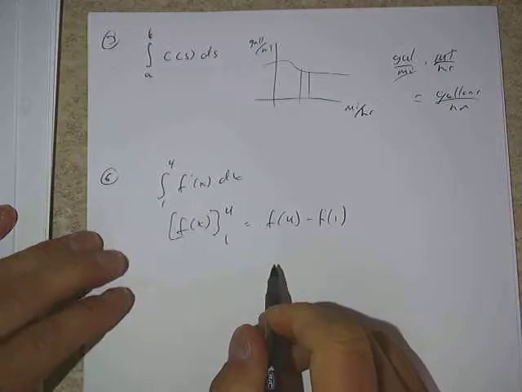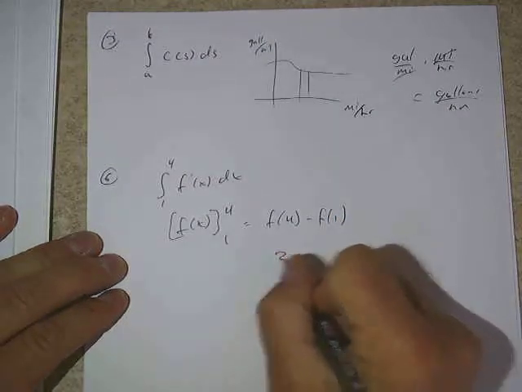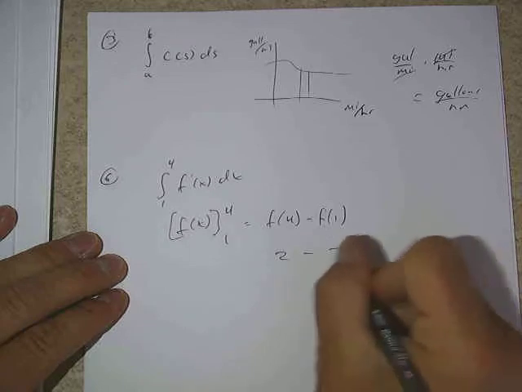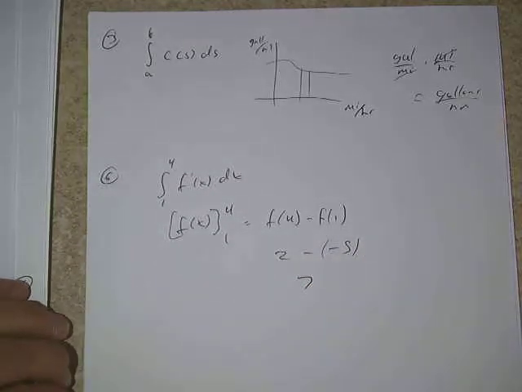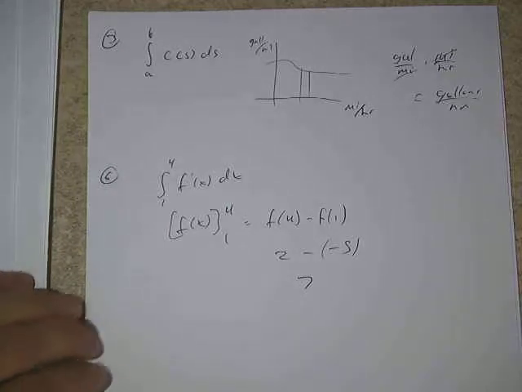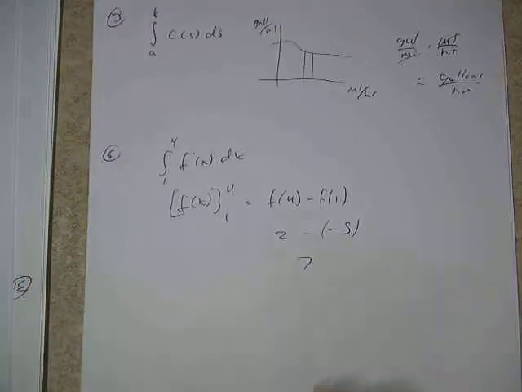So if we have a definite integral, the antiderivative here is just f of x, evaluated from 1 to 4, so ultimately it'll be f of 4 minus f of 1. And from our table, what's f of 4? 2. What's f of 1? -5. So ultimately the answer is 7.